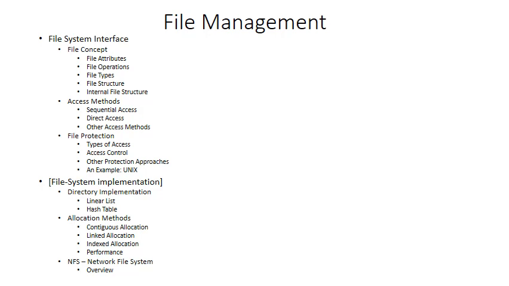Here, we are going to learn about directory implementation, which consists of linear list and hash tables. Next is about the allocation methods. This includes contiguous allocation, linked allocation, indexed allocation, and the performance. And finally, we have NFS, that is the network file system, which will just cover the overview.